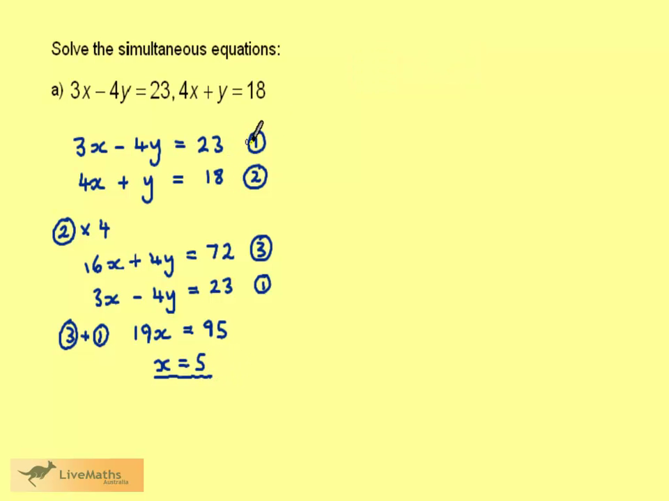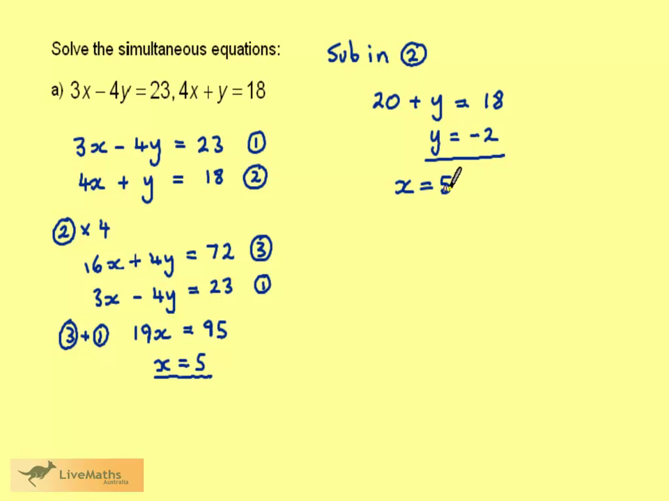We now substitute back into one of the original equations. I'm going to substitute into number 2. If x is equal to 5, 4x must be equal to 20. 20 plus y is equal to 18. Take away 20 from each side gives y is minus 2. So x equals 5 and y equals minus 2 is our solution.